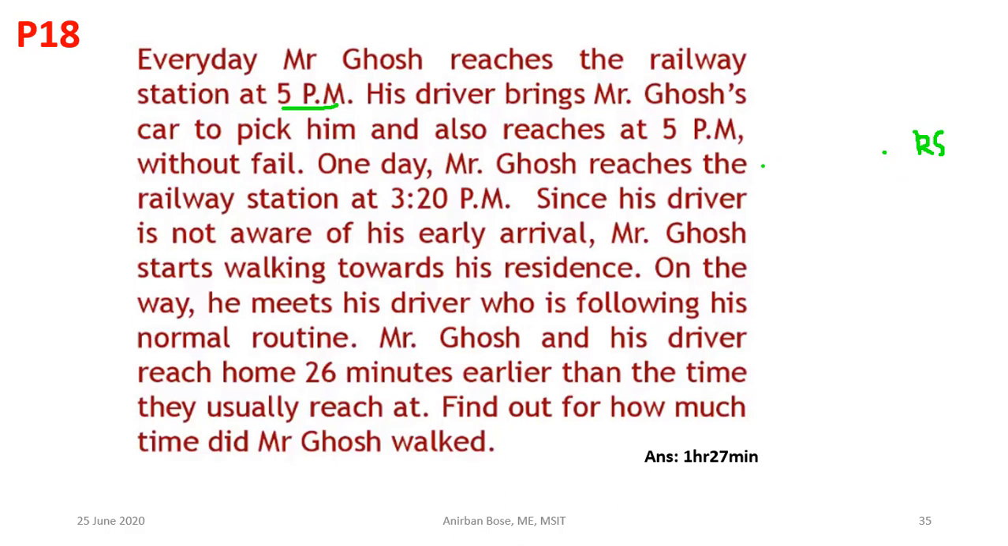and the car also reaches the railway station exactly at 5 p.m. So this is the scheduled time. Every day this is happening. And what happens? Mr. Ghosh enters the car and ultimately reaches home. Suppose this is the home of Mr. Ghosh. Okay, so this is the usual routine. So the driver of the car moves and exactly at 5 reaches the railway station and takes Mr. Ghosh, and then Mr. Ghosh comes back home. This is the usual routine.